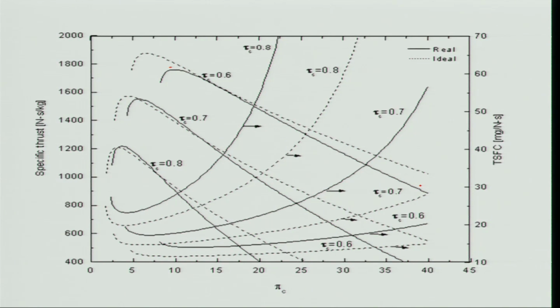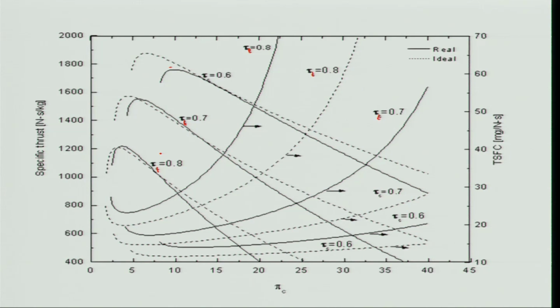And in the case of ideal cycle it has a similar nature, but the only thing is that in the case of real cycle you are getting lower values over most of the pressure ratio range across the compression. Of course, in some places it goes above the ideal cycle, but as you go on increasing this temperature ratio across the turbine, this is the turbine, you will find that the specific thrust decreases.